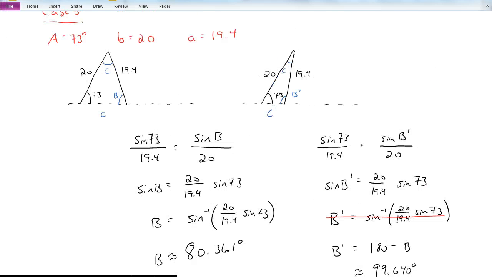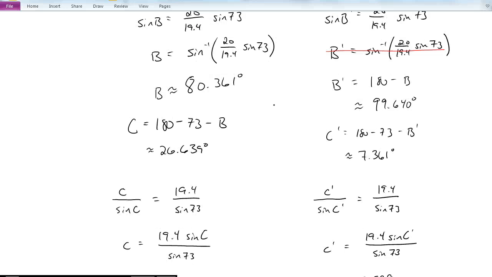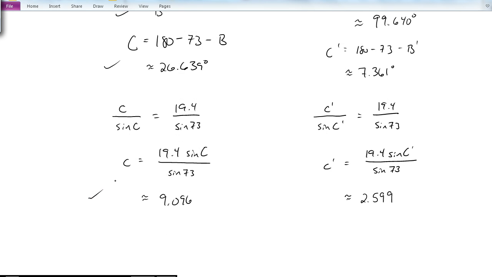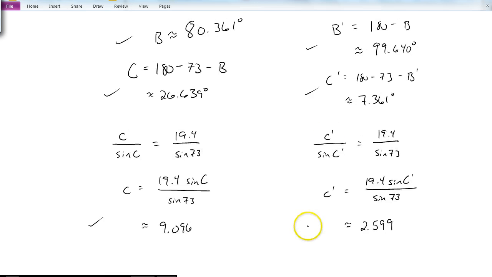I was given 3 things, and the triangles have 6 parts. It's 3 sides, 3 angles, and I found 3 missing parts for the triangles, and they are here, here, and here for this triangle, and then here, here, and here for the other triangle.